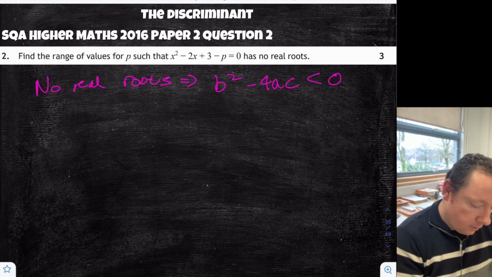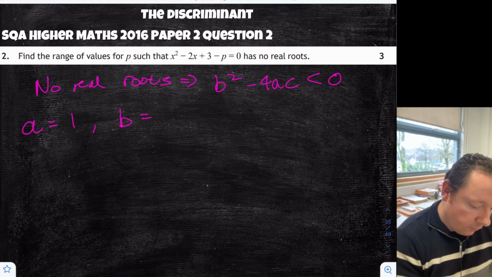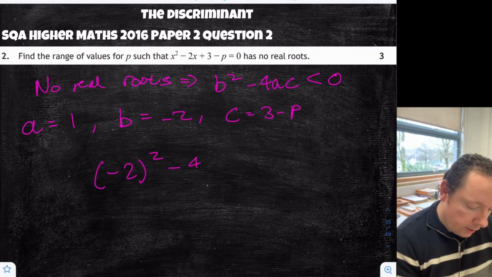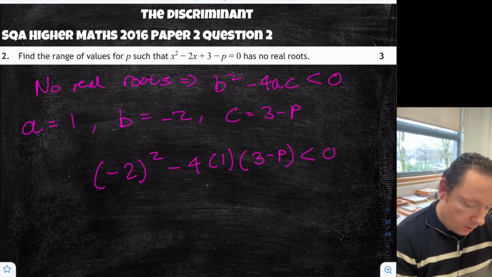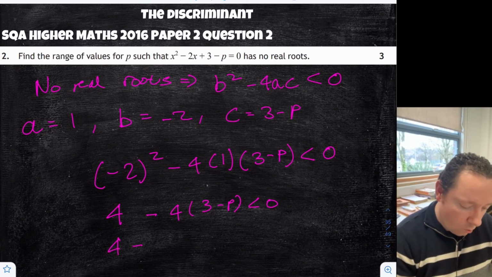So our a is equal to the number in front of x squared, so that's 1. Our b is the number in front of x, so that's minus 2. And our c is 3 minus p. So subbing that in, we get minus 2 squared minus 4 times 1 times 3 minus p is less than 0. So that's 4 minus 4 times 3 minus p. That's 4 minus 12, minus times a minus is a plus, so plus 4p.